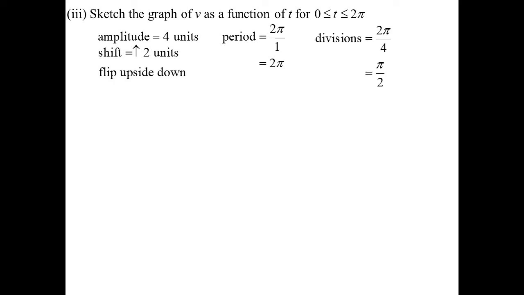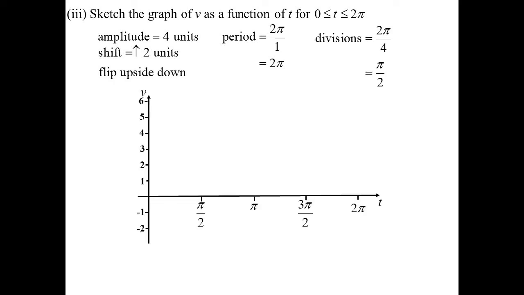Sketch the graph. So we just said the amplitude was 4 units. We're shifting it up 2, but it's minus the cos graph, so it'll flip upside down. Period 2 pi. I'll mark off my divisions every pi on 2. So let's draw up our axes. And you'll notice on the vertical axis, we just found out it travels between minus 2 and 6, so that's what I've labelled. I'll mark in a horizontal there for the axis of the curve.